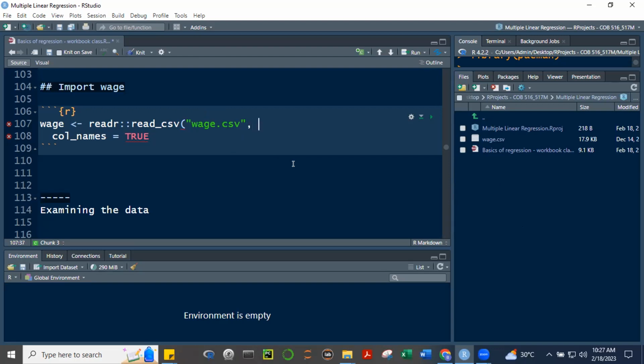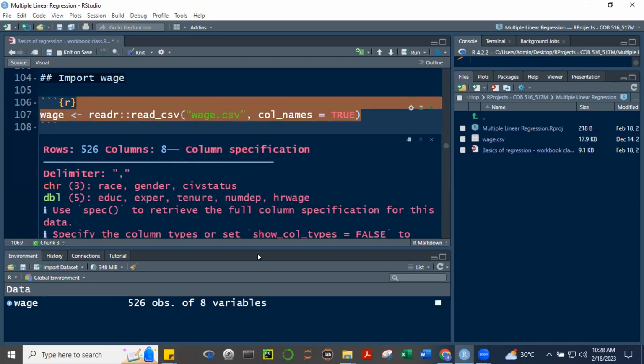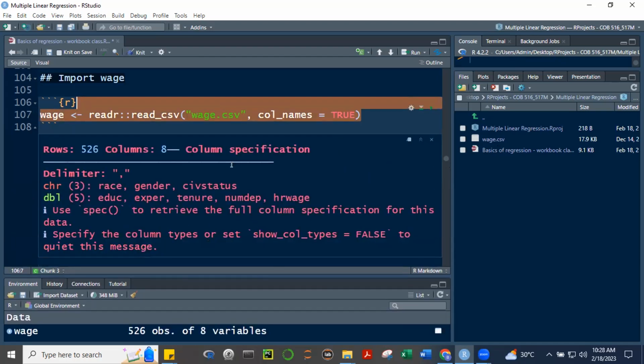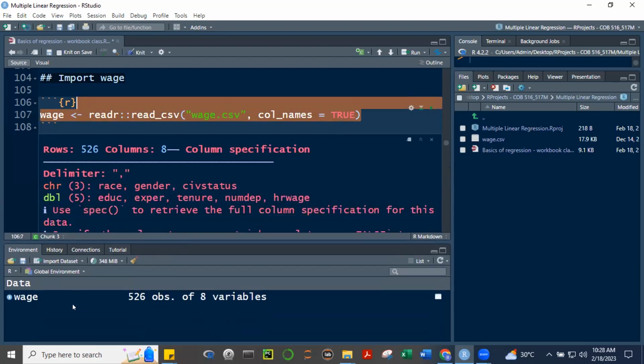And then comma, col_names is equal to TRUE. Ibig sabihin, if I'm not mistaken, may column kasi itong wage, may mga names siya, and then ito TRUE natin. So let's see first. Let's run this. And then the object should appear. Okay? So andito, no, guys, nasa object na natin, nasa data na natin, si wage. So since it's already here, we can now make use of this wage data set.